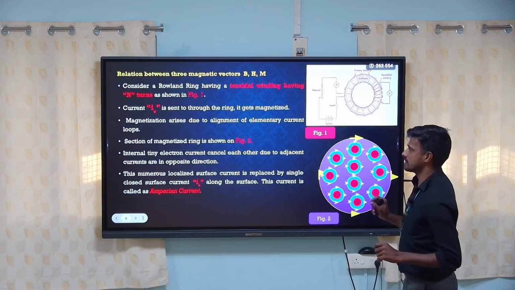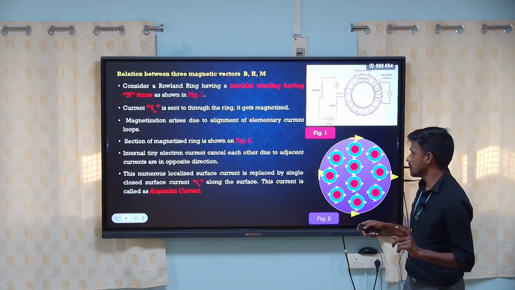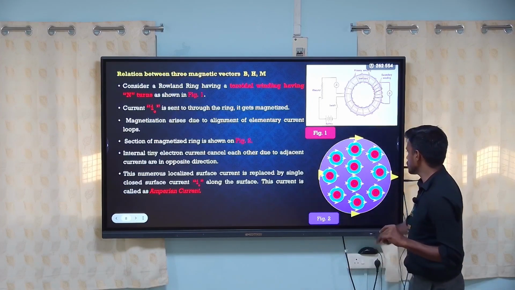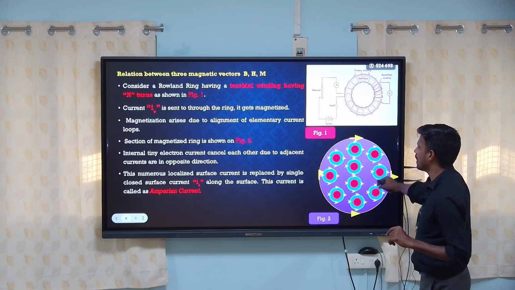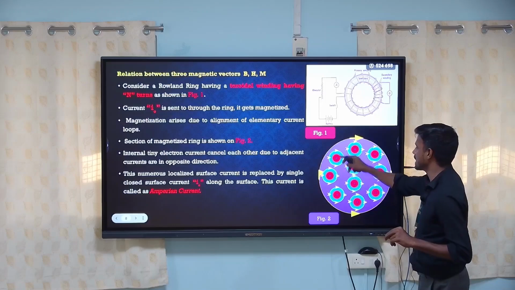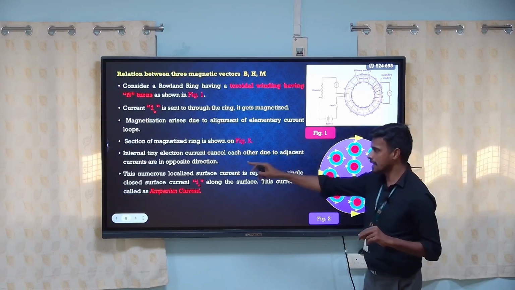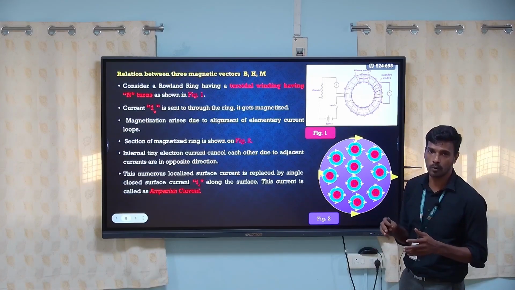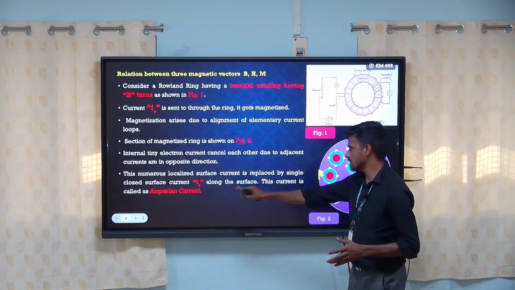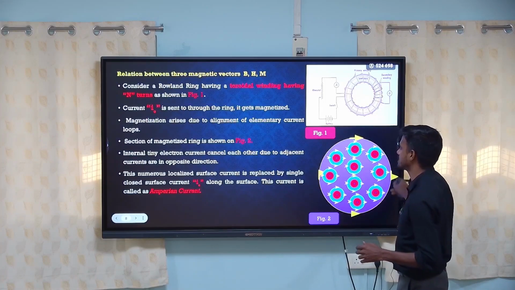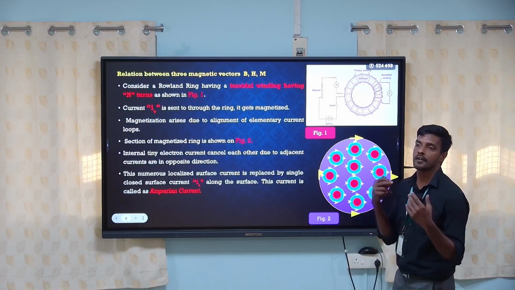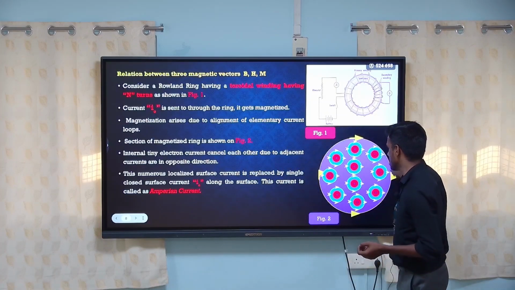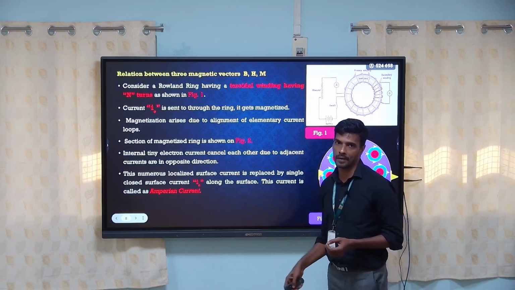It gets magnetized. The magnetization arises due to the alignment of elementary current loops. In section 2, you can see that the internal elementary current loops align themselves to the external magnetic field. So these internal tiny currents cancel each other due to the adjacent opposite directions. The numerous localized surface currents form a localized surface current. They are replaced by one single closed surface current Is along the surface. This current is called the ampere current.